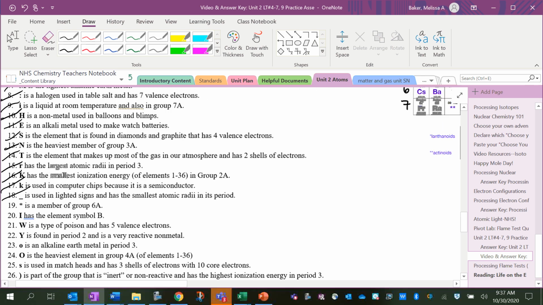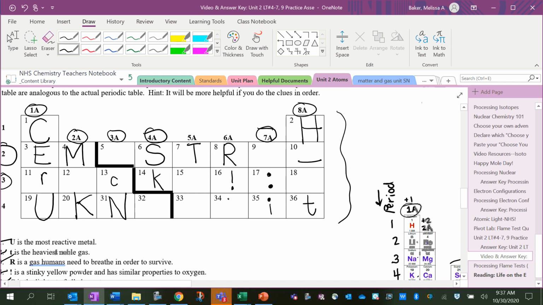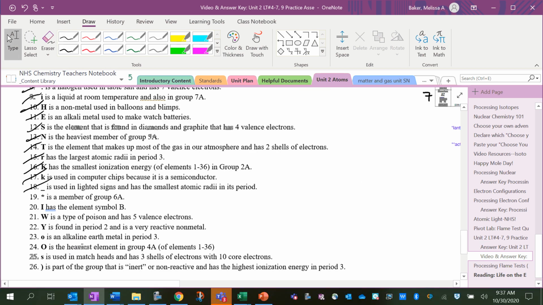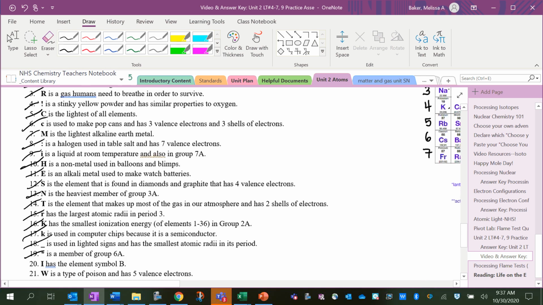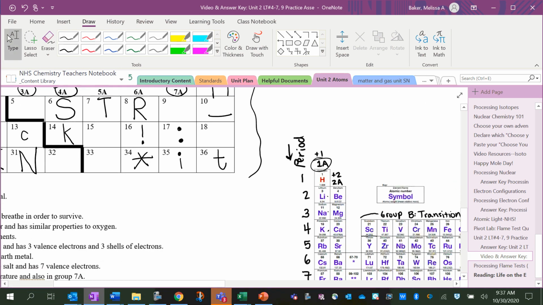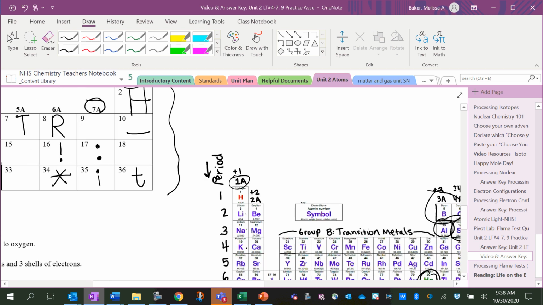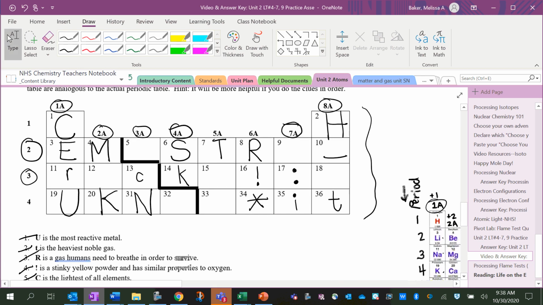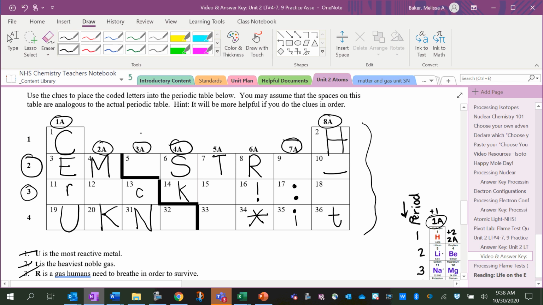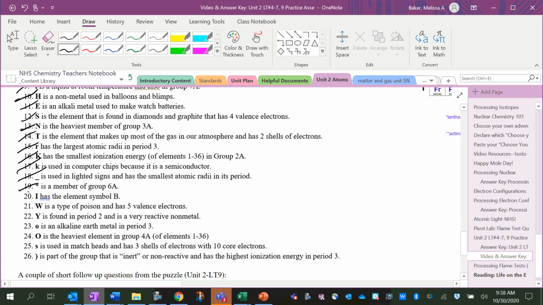Asterisk is a member of group 6A. Oh, there's only one left here. Capital I has the element symbol B, so that's boron, which is the top one in group 3A. What was the letter again? Capital I. Starting to see it spell something.